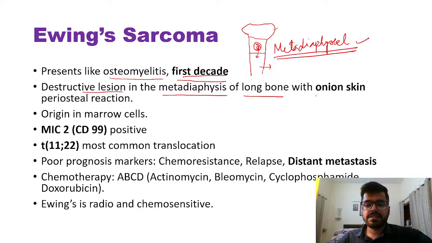and it has onion skin periosteal reaction. We've already discussed about that. That is lamellated appearance or onion skin appearance. So ossification is there in multiple rows. So that is onion skin periosteal reaction, and the origin is from marrow cells. Ewing sarcoma origin is from marrow cells.